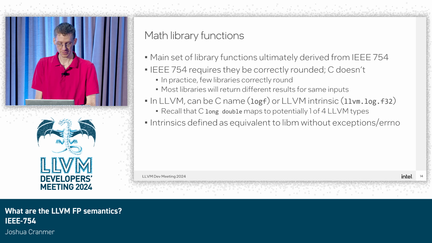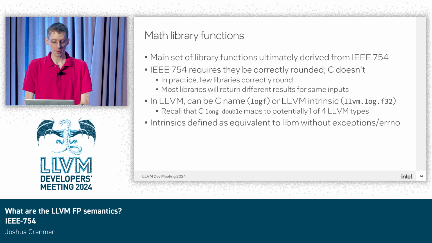Another problem you start to see with the math library functions is you can use them in two different ways in LLVM. You might use the C name of these functions with the C mangling, adding the suffix for the different floating point types, or you might use the LLVM intrinsic with the LLVM name mangling. Using the C name mangling can be an issue because, for example, the long double type in C maps to 4 different LLVM IR types depending on what target you're compiling for.